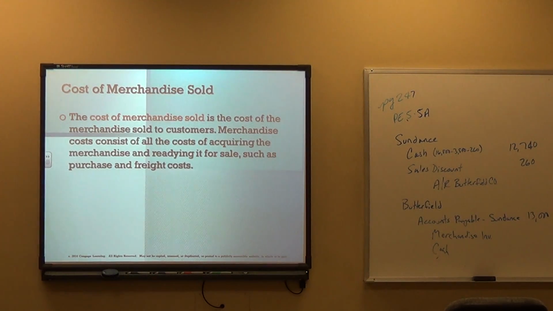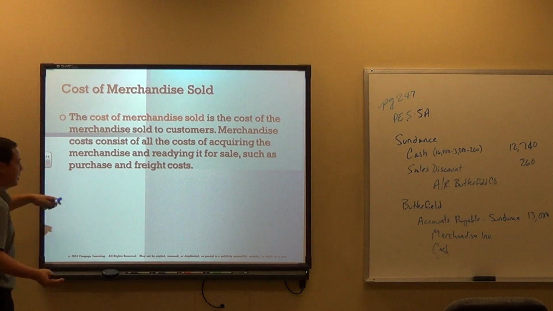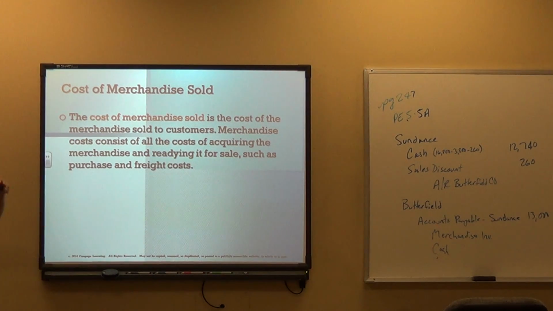All right. So the cost of merchandise sold is the cost of the merchandise sold to the customers. The merchandise cost consists of all the costs of acquiring the merchandise and readying it for sale, such as purchasing and freight costs. That's why that merchandise inventory goes up, because that freight cost adds to it. So if there's something that we do to prepare it, we need to add that to it. Maybe it's a special packaging we put on it because it's our company, then we have to add that also. We're not going to go that in depth, but that's something that can happen.